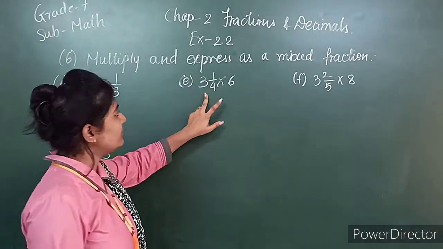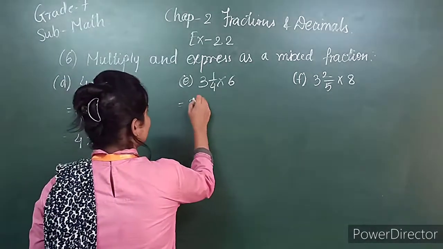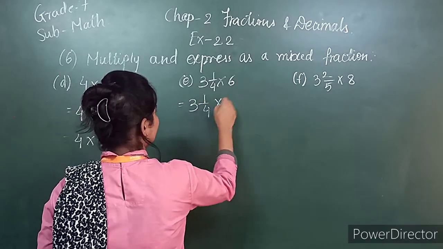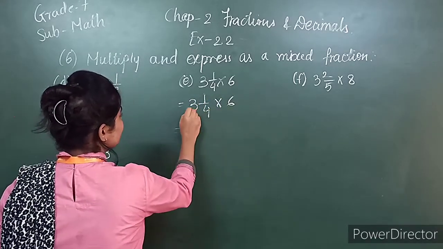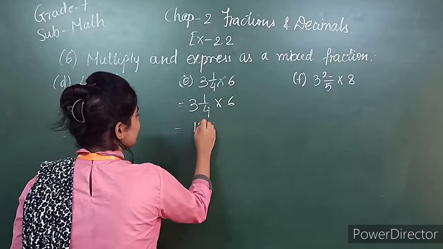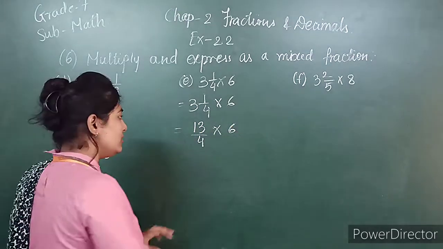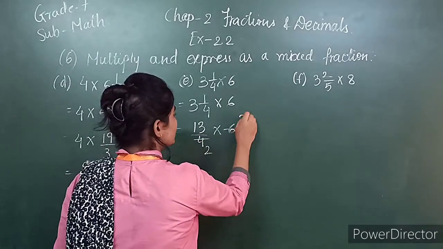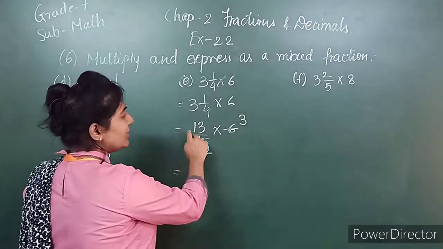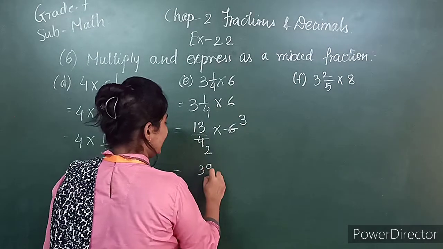Now E, 3 1 by 4 into 6. So here 3 1 by 4 into 6. So 4 3s are 12. 12 plus 1, it is 13 upon 4 into 6. So here cutting is possible. So it is 2 2s are 4 and 2 3s are 6. So here 13 into 3, it is 39.